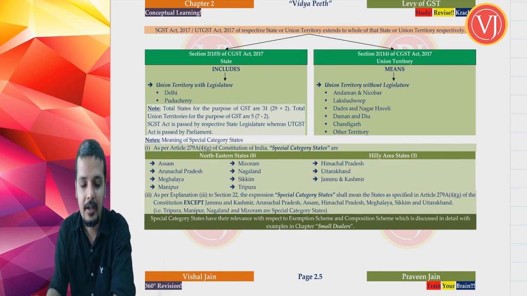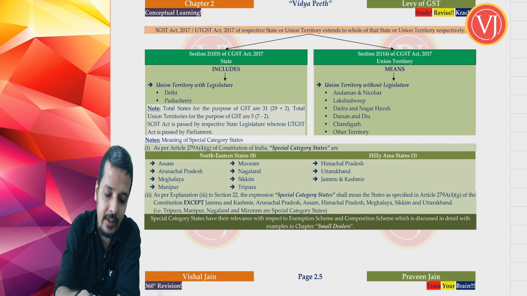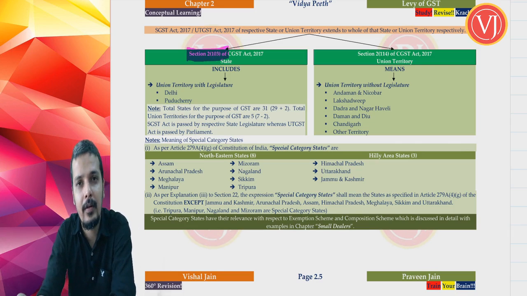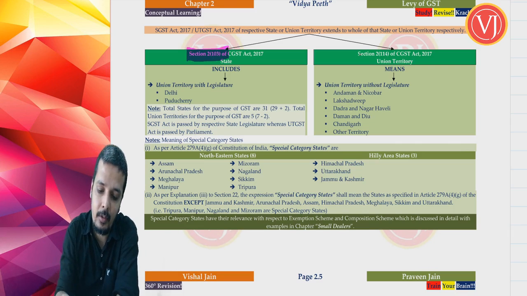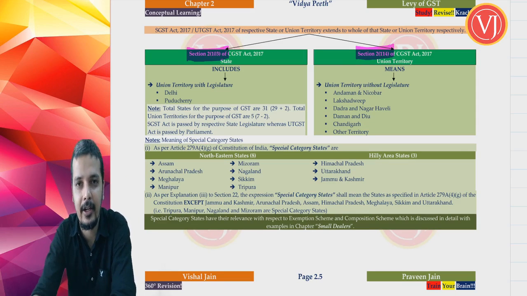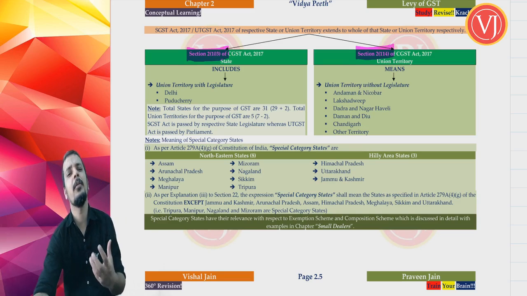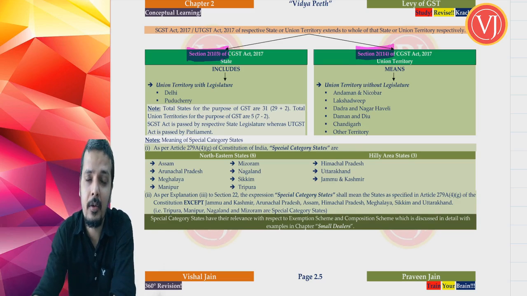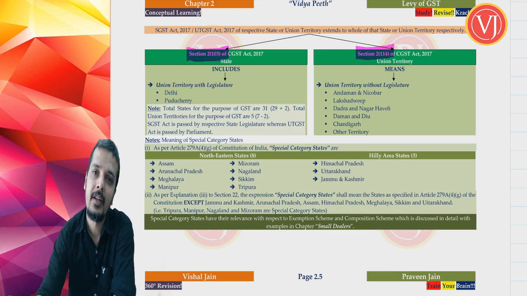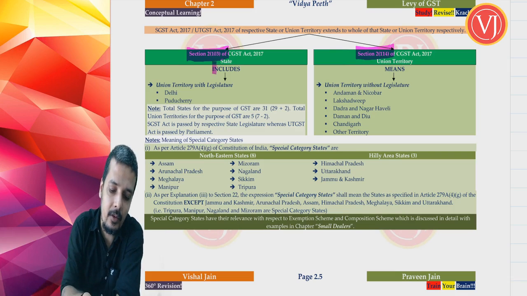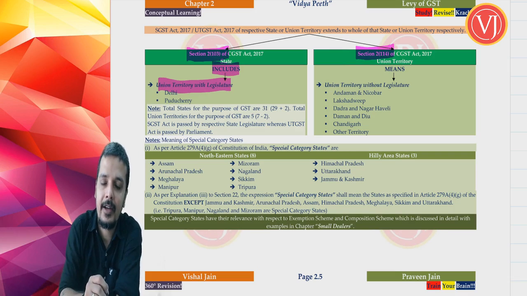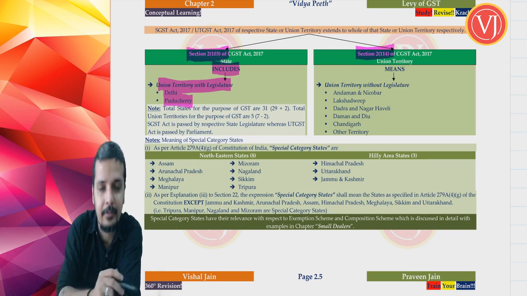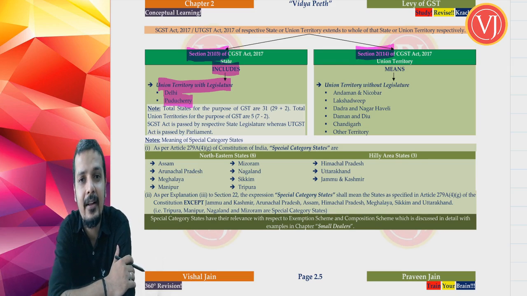of the GST Act. Section 2 clause 103 defines state. Section 2 clause 114 defines union territory. Again, the definitions are there in section 2. You may not remember the clause, but remember section 2. So section 2 clause 103 defines state, and section 2 clause 114 defines union territory. It tells that state includes union territory with legislature. What are the two union territories which are with legislature? Delhi and Puducherry. My friends, it is Delhi and Puducherry.